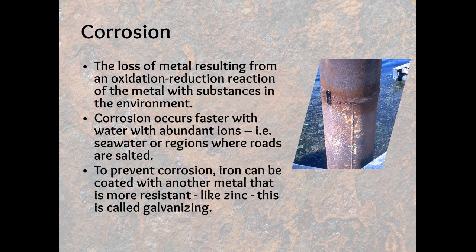To prevent corrosion, iron can be coated with another metal that is more resistant to corrosion, like zinc. This is called galvanized iron, and it's pretty common. We don't want our iron to rust and be lost and become weak, and so we can galvanize it with another metal on top. All right, that is it for the video.